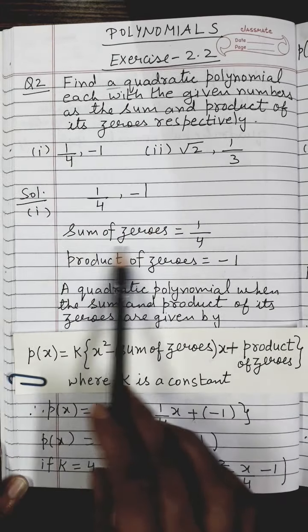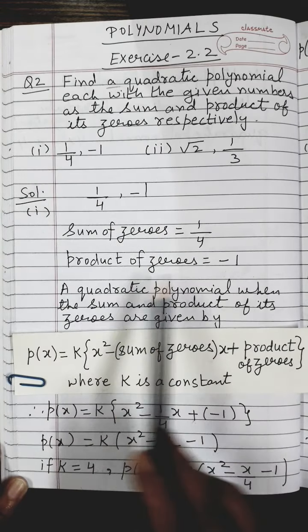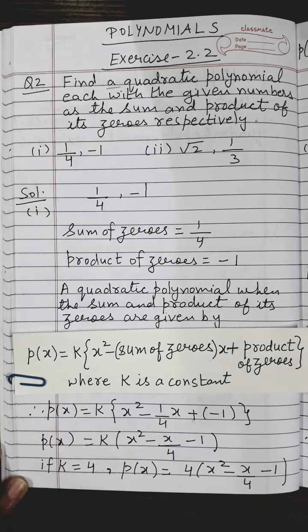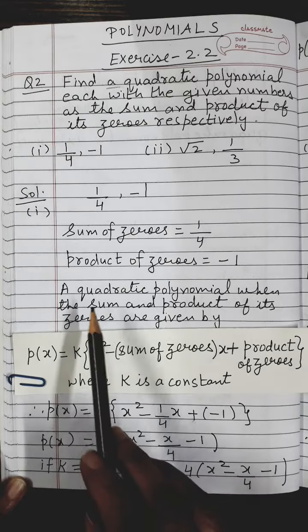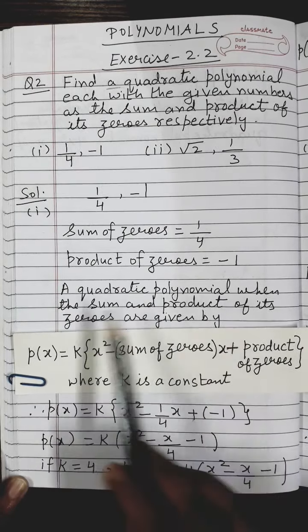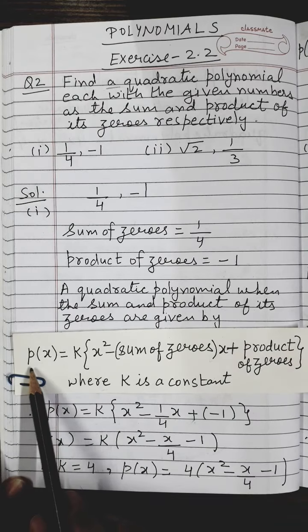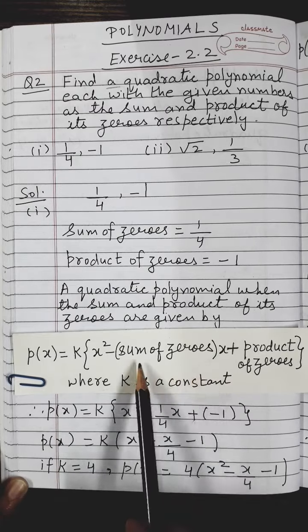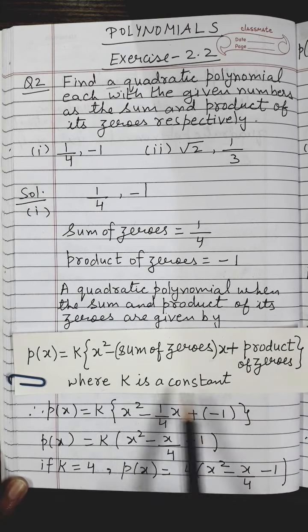In the question, the sum of the zeros is given as 1 upon 4 and the product of the zeros is given as minus 1. Now you have to remember one very important and simple formula, children, in order to do this question. The formula is like this: a quadratic polynomial when the sum and product of its zeros are given is p(x) equals k bracket x square minus bracket sum of zeros into x plus product of zeros bracket close, where k is a constant.